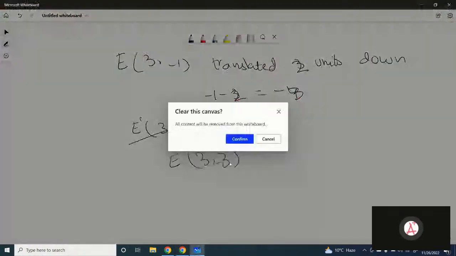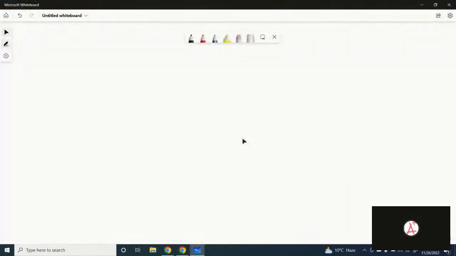The next lesson is reflections, graph the image.